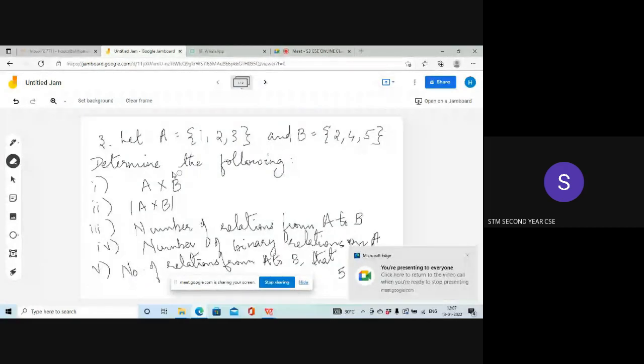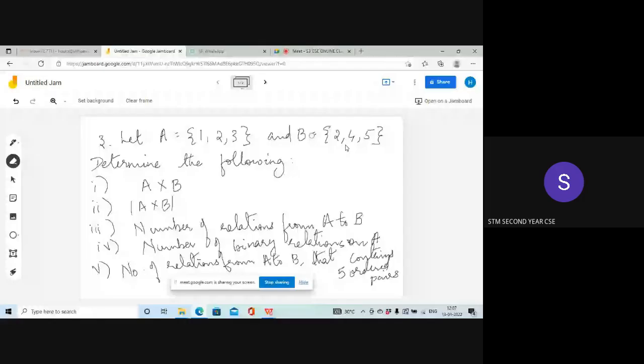Given a set A and B, determine the following. First of all, find the cardinal number of A cross B. Then find the number of relations from A to B. Then the number of binary relations on set A alone. Then the number of relations from A to B that contain 5 ordered pairs, that is, a relation from A to B that has only 5 ordered pairs.